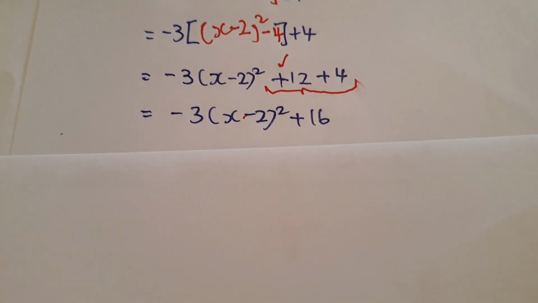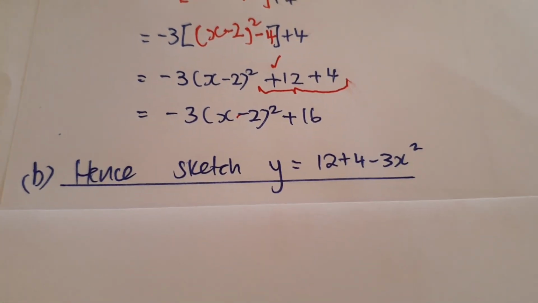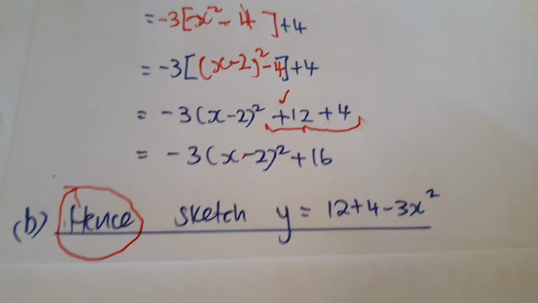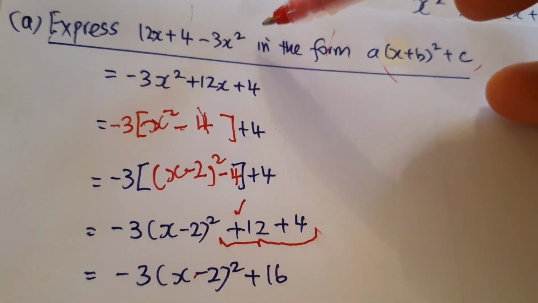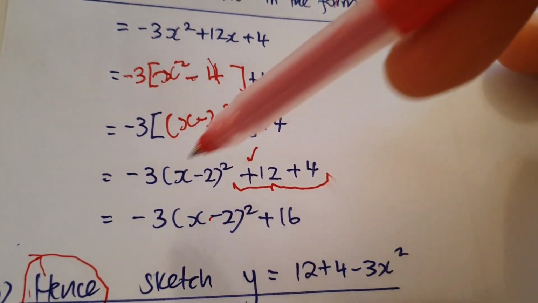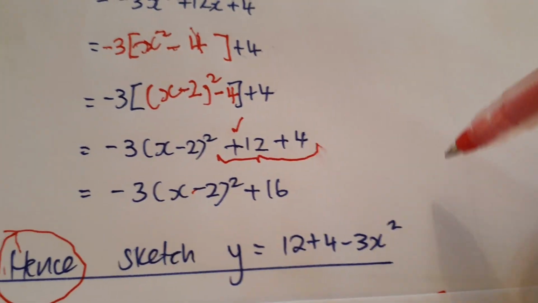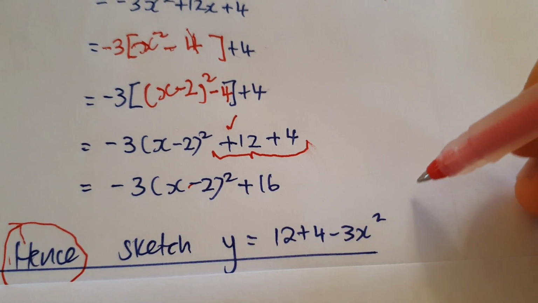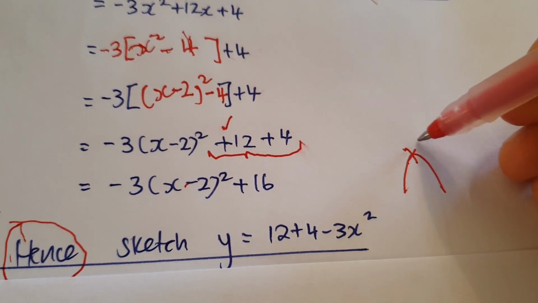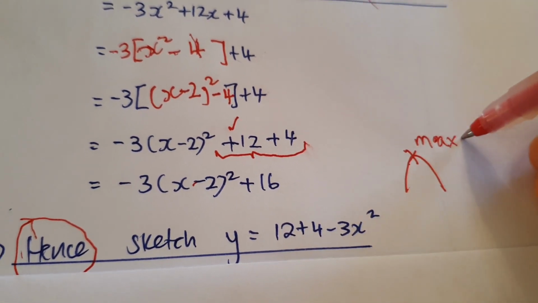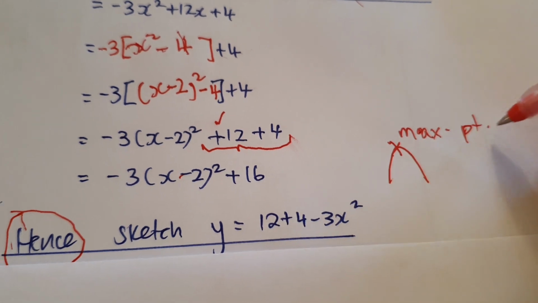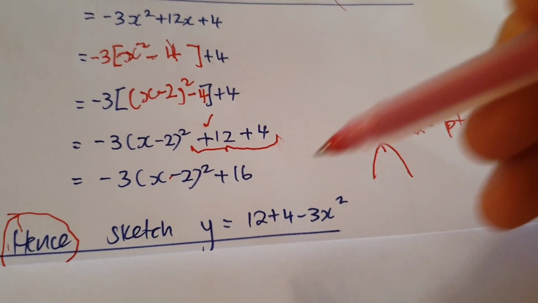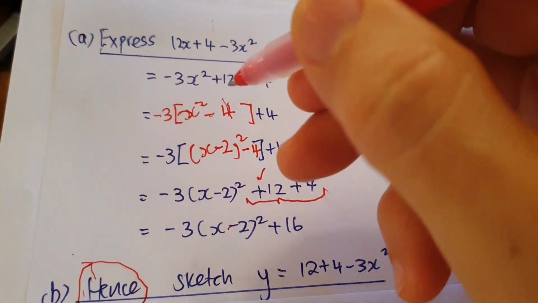Now they ask you to sketch this hence. When they say hence, you are not allowed to use other ways other than from here. So from here, you should be able to tell that this is a set face, and it means that there is a maximum point. So you must label this maximum point, and you must state the point very clearly. When does the maximum point happen?